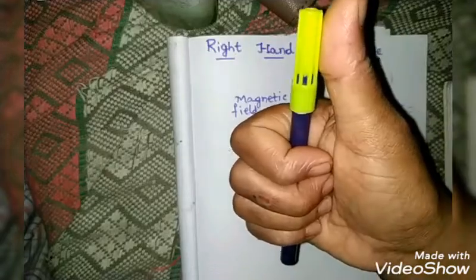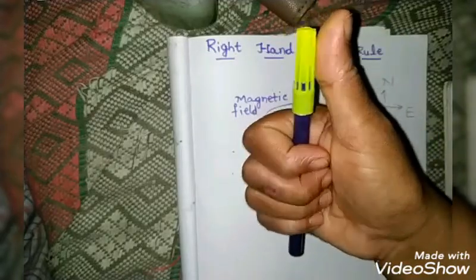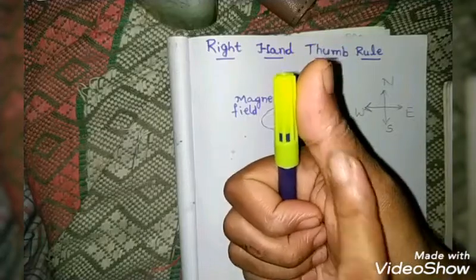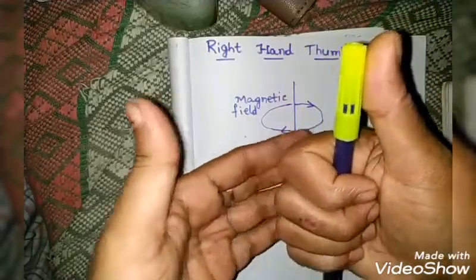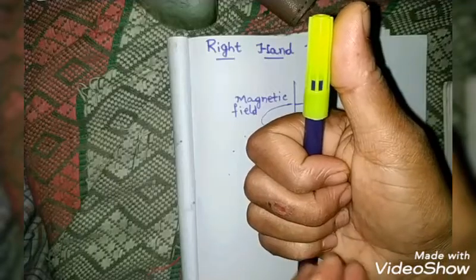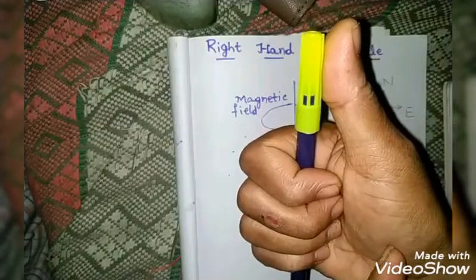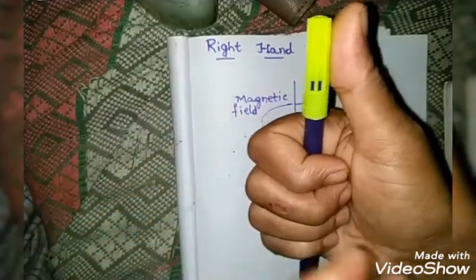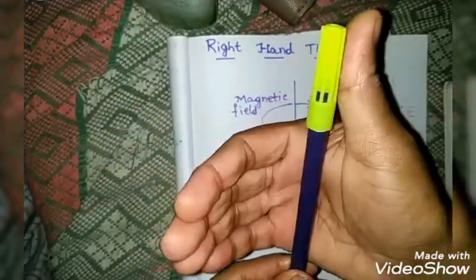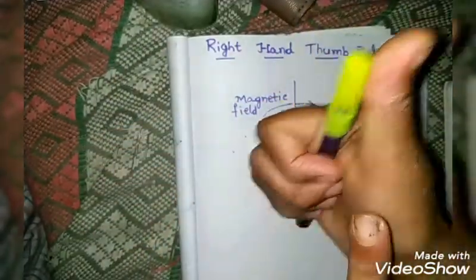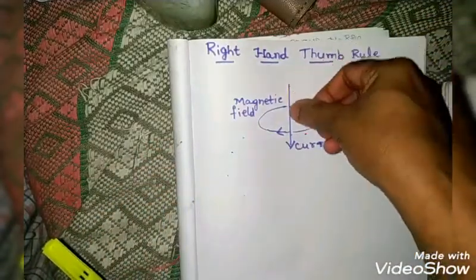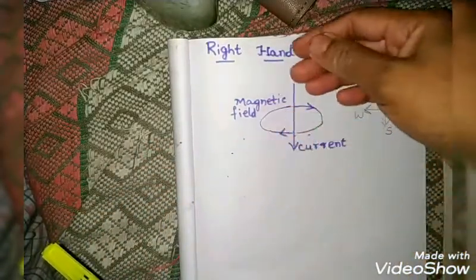If you are holding a current carrying conductor in your right hand, such that the thumb points towards the direction of the current, then the other fingers will wrap around the conductor in the direction of the field lines of the magnetic field. They show the magnetic field lines, that is, the direction of the magnetic field around the conductor. So this is the direction of current. This is the direction of magnetic field. Here you can show this is the current direction. See, children, downwards it is.